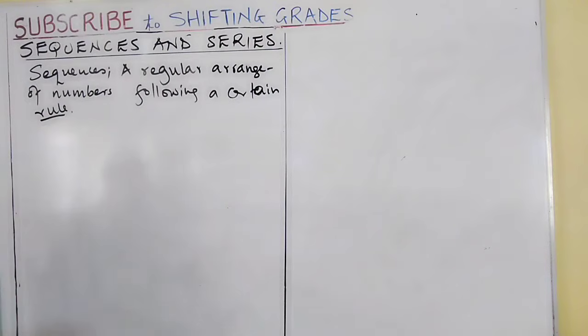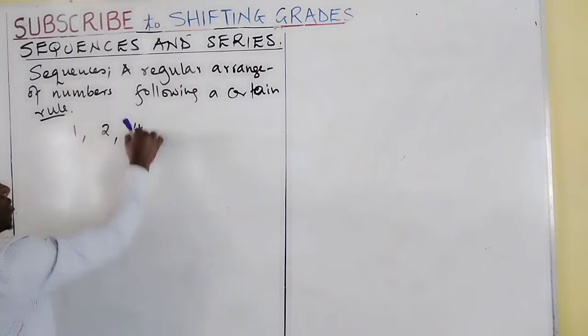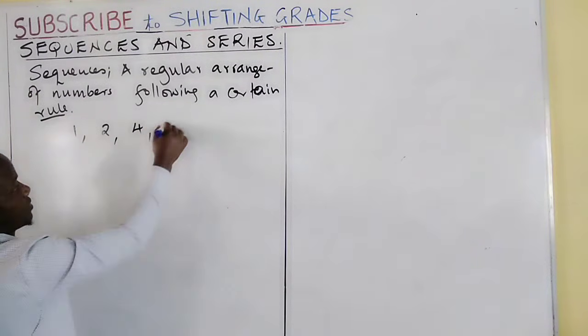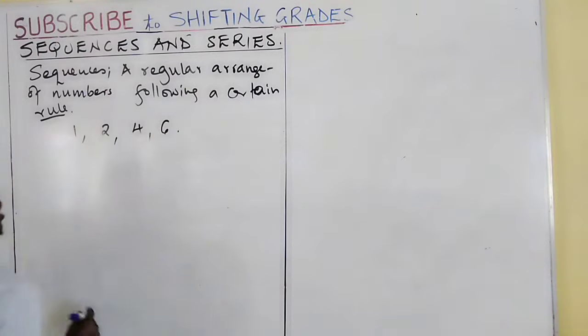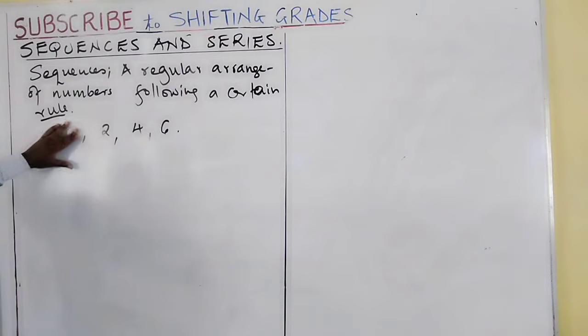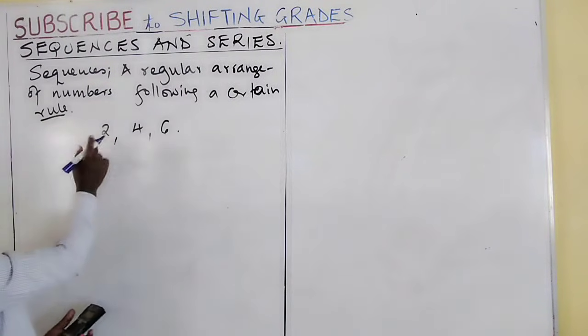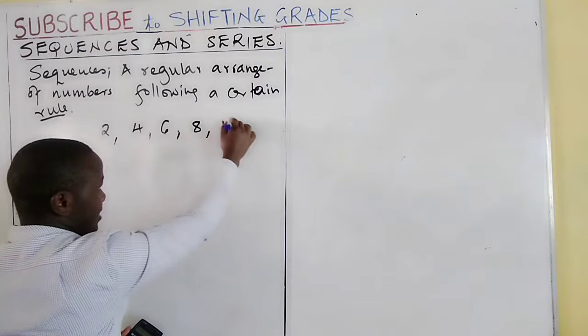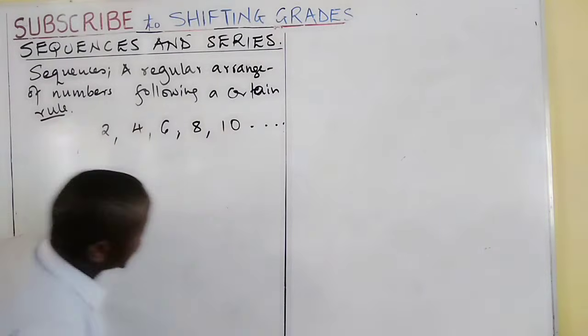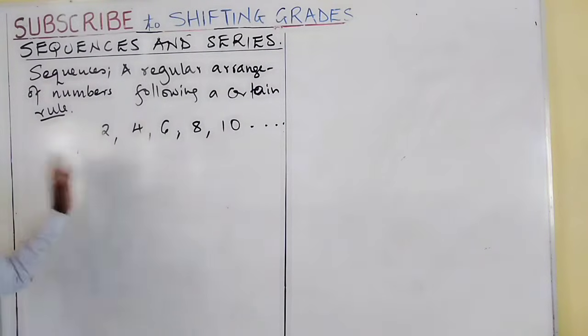So for example, if we arrange numbers like 2, 4, 6, 8, 10, you realize we can start from 2. Those dots mean that the sequence is continuing.